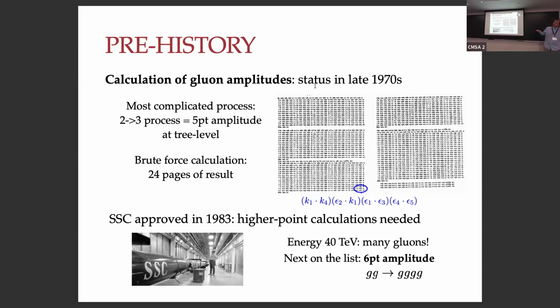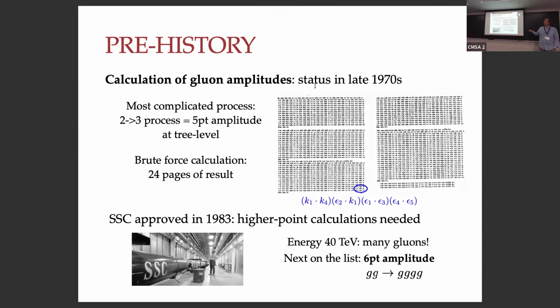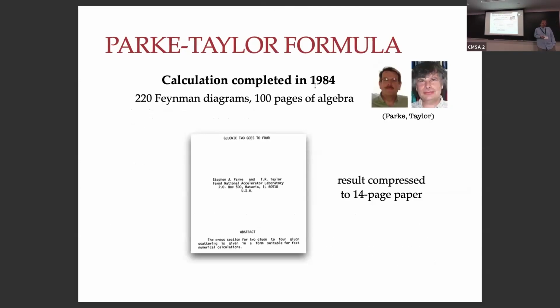The construction of this collider was terminated in the early 1990s, but the calculation of this amplitude was actually done a few years after 1983, in 1984, and then later in 1985. And this is what is now called the Parke-Taylor formula. If you do the calculation straight, it involves calculating 220 Feynman diagrams and roughly 100 pages of algebra of the kind I showed before. This is the result for this amplitude. And these 2 people finished that calculation in 1984.